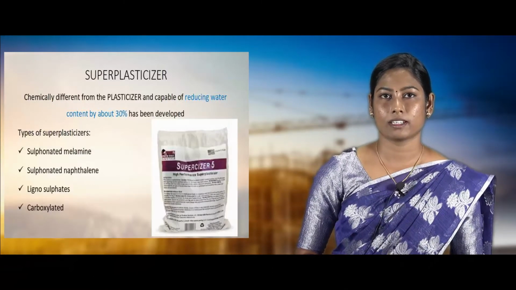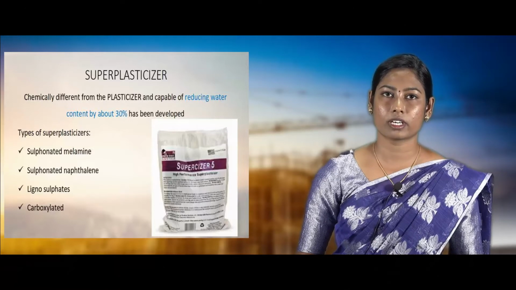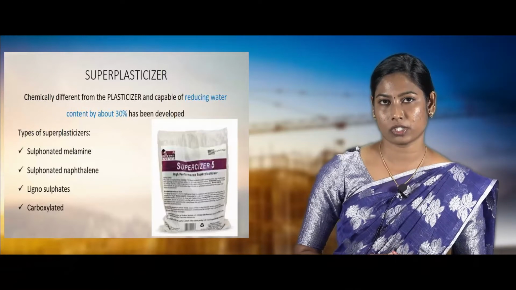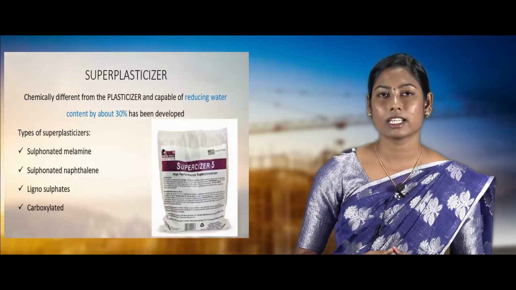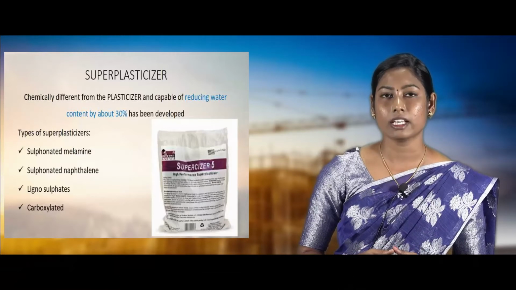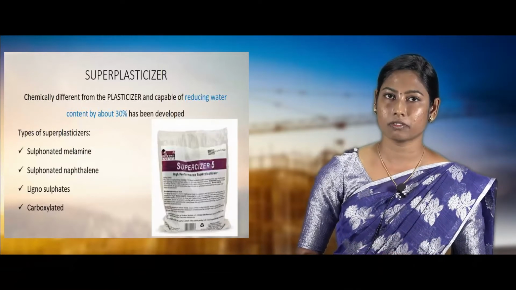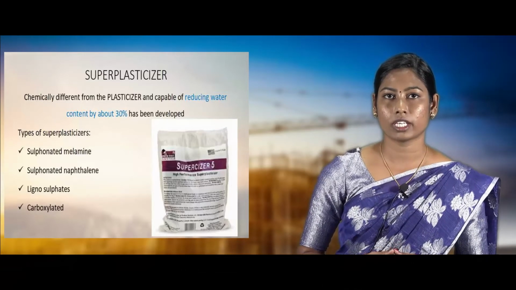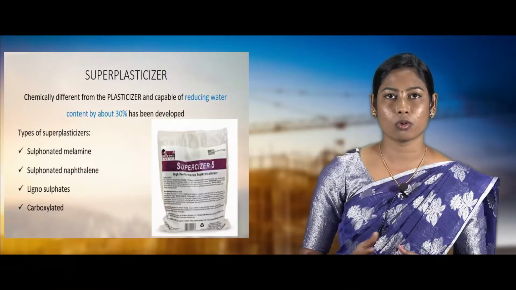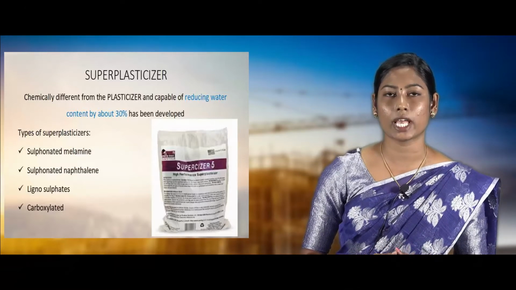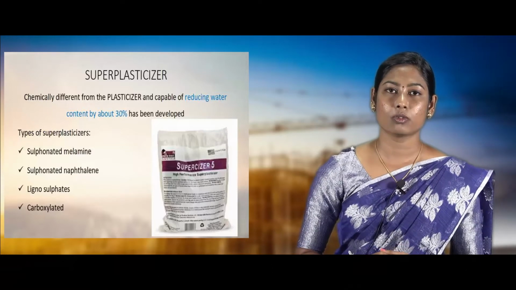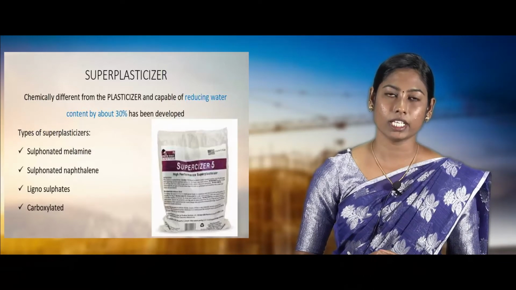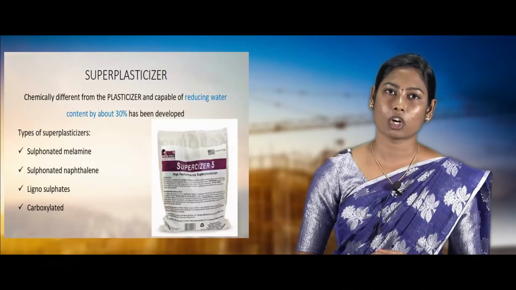Let's see superplasticizer. The admixtures capable of reducing the water content by 30%, we call it as superplasticizer. At the given water cement ratio and water content for the mix, the dispersion action of superplasticizer increases the workability from 75 mm to 200 mm. The mix remains cohesive. The resultant concrete can be placed with little or no compaction and it is not subjected to any bleeding or segregation. The materials used for superplasticizers are sulfonated melamine, sulfonated naphthalene, modified lignosulfonates and carbohydrates.